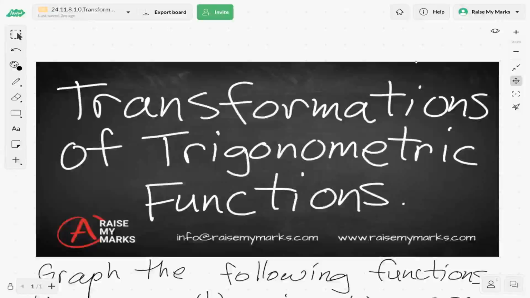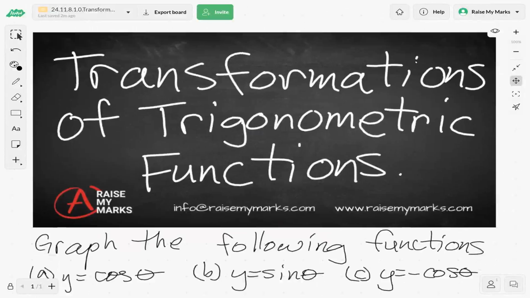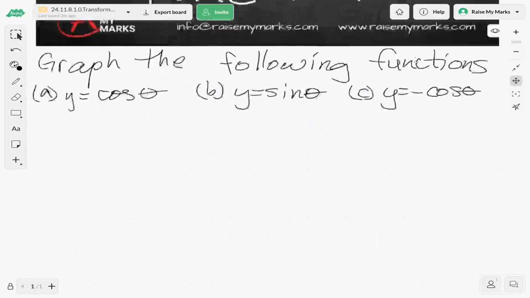Hello, so today we're looking at transformations of trigonometric functions. So let's have a look at what we're asked to do. We're asked to graph the following functions. Okay, so these are some interesting functions. In part A, we have y equals cos theta, B, y equals sine theta, and C, y equals negative cos theta.